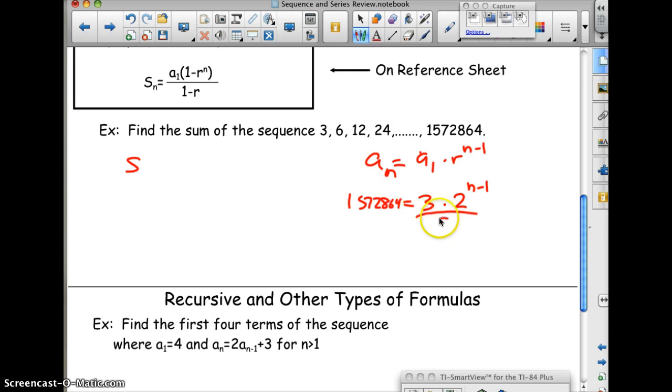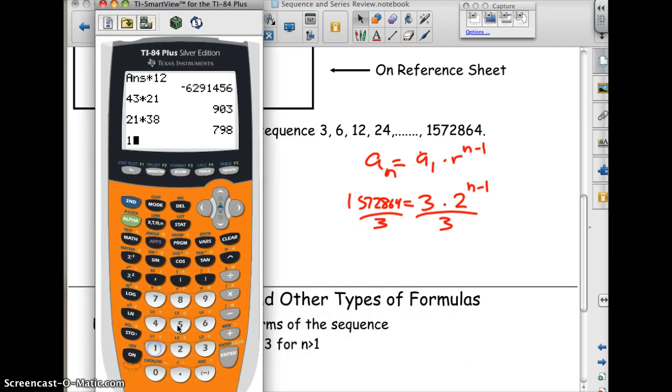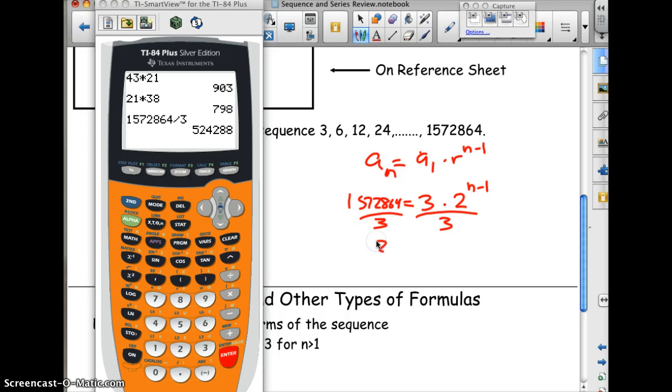Then I divide both sides by 3. 1,572,864 divided by 3, and I get that value, 524,288, equals 2 to the n minus 1. Now, some of you may know what that is as a power of 2. I don't. So I'll just do the logs of both sides.